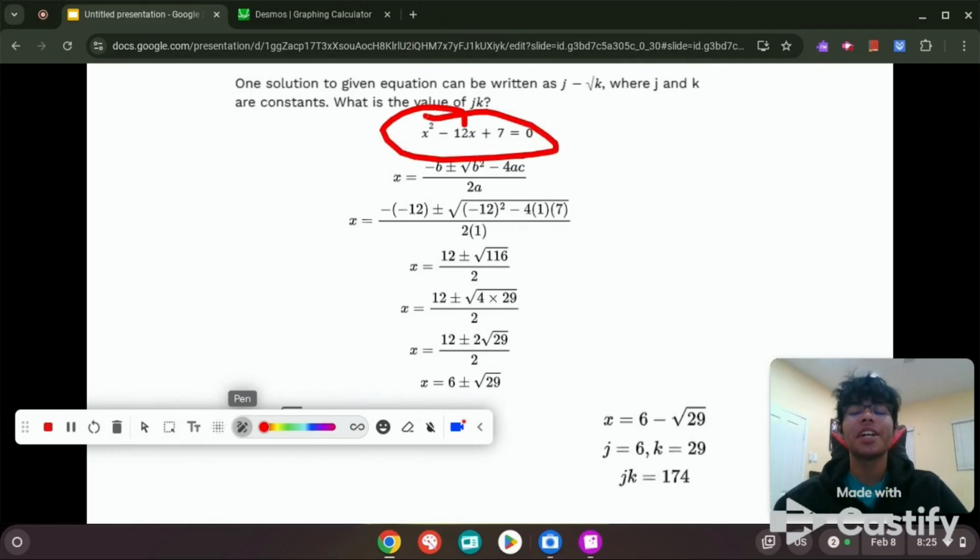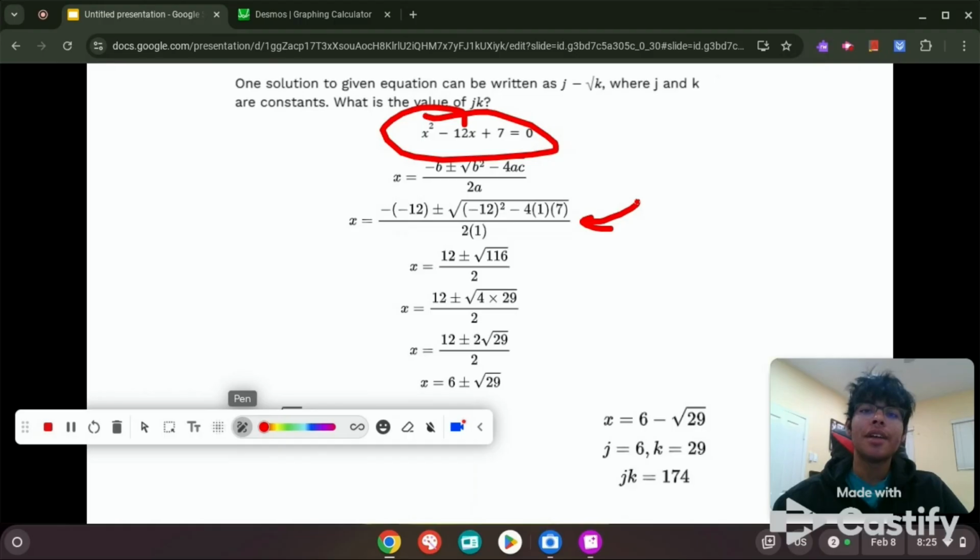So we take out the quadratic formula. x is equal to -b plus minus the square root of b squared minus 4ac divided by 2a. So then we can plug in our numbers. b is -12, a is 1, and c is 7. Then we're just simplifying it. You have a calculator, so you don't have to worry about doing all this by hand. So we get 12 plus minus the square root of 116 divided by 2.